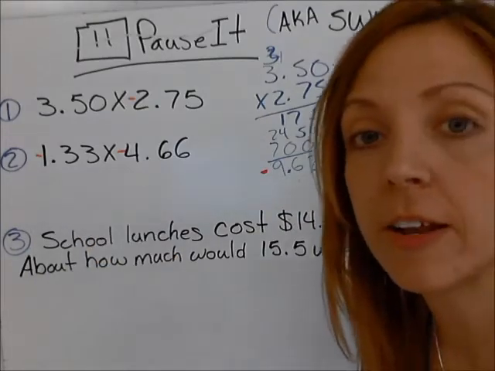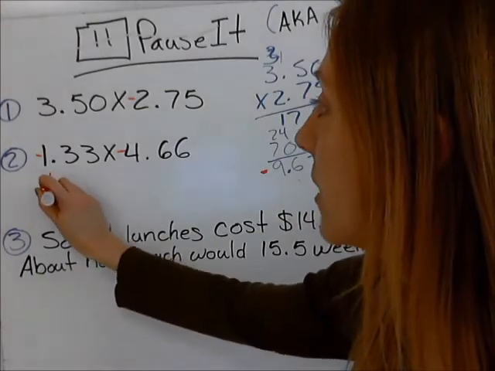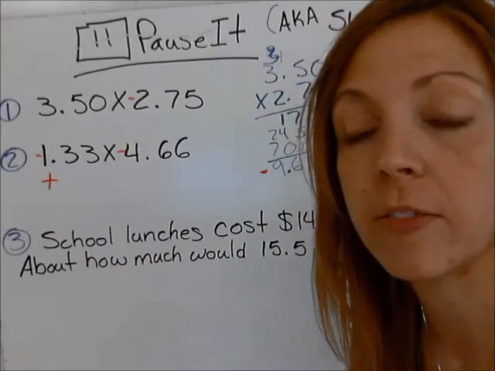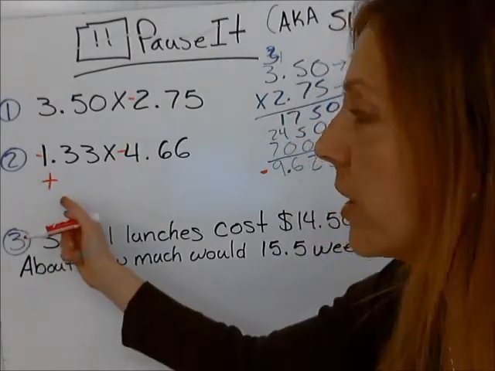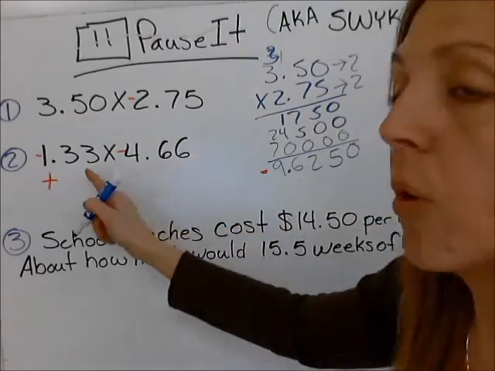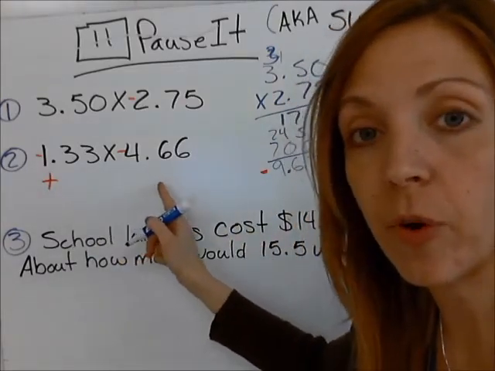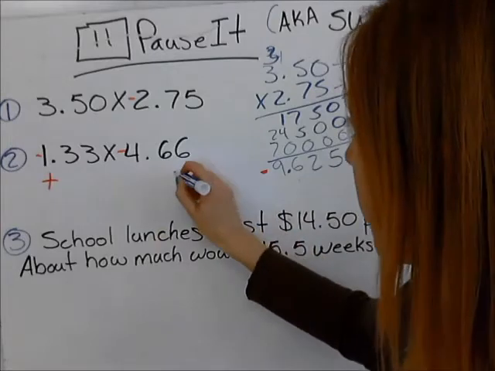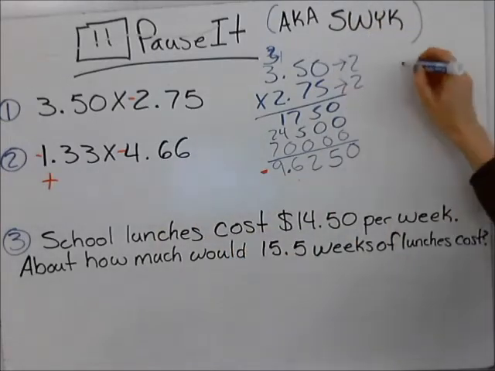All right, number 2, I've got a negative times a negative. I know my sign is automatically going to be positive because a negative times a negative is a positive. I'm just going to go ahead and put my sign there so I don't forget it. And then 1 and 33/100 times 4 and 66/100. So I'm going to multiply that over here where I have some space.